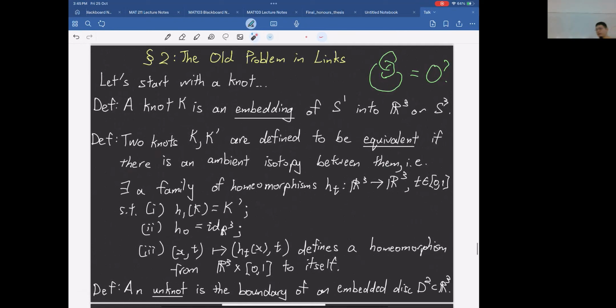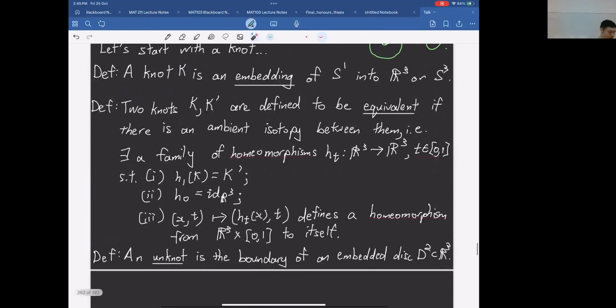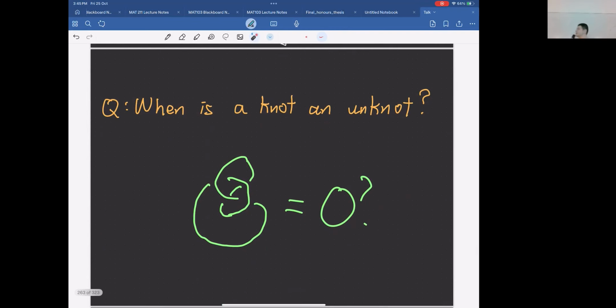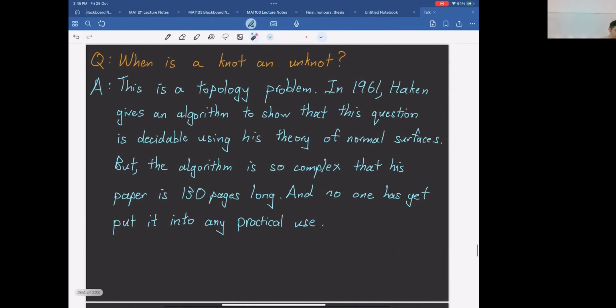And what is an unknot? An unknot is basically the boundary of an embedded disk. Okay, an embedded disk. So the problem is, when is a knot an unknot? This is generally phrased as the unknotting problem. So when is a knot an unknot? Actually, this is a topology problem.